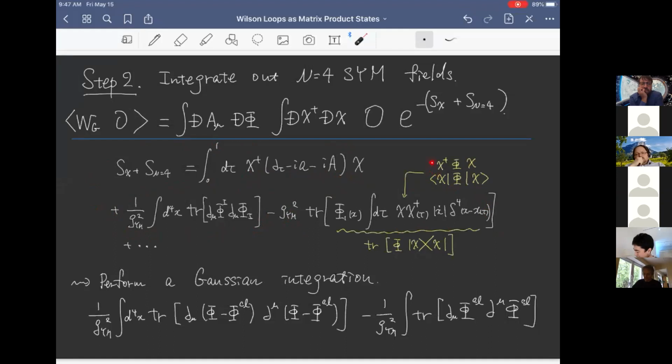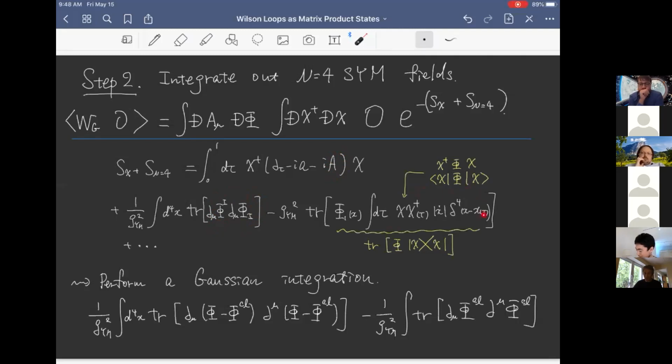So originally I wrote it in this representation, but I rewrote it in this way: trace of phi chi chi. Is this point clear? Okay, so now because I'm going to work within free theory, I can just integrate out the scalar field. Of course, I should also integrate the gauge field, but let's first focus on integrating out the scalar field. But this is of course easy.